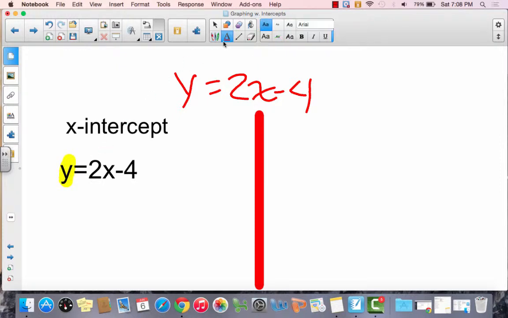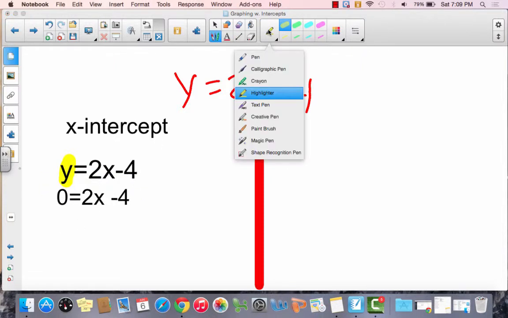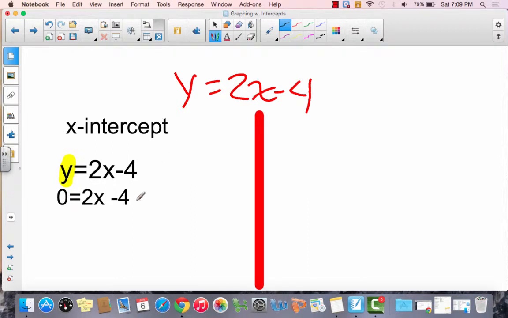And it's going to look something like this. 0 equals 2x minus 4. And now what I want to do is solve the equation for x. So let me get my pen. In order to solve this, this is my basic two-step equation. I would add 4 on both sides. I'll be left with 4 equals 2x.